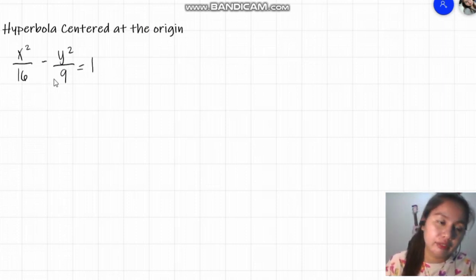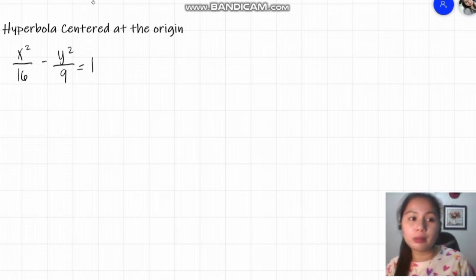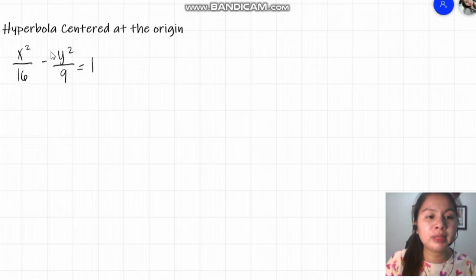Another, mag-identify na tayo kung ito ba ay horizontal or vertical hyperbola. Para sa una pa lang, alam mo na kung ano yung mag-graph mo sa dulo. Kung horizontal ba or vertical hyperbola. So, ang basihan lang naman dito, kung ano yung nauna na variable, kung si x or si y. Kapag si x ang nauna compare kay y, so x squared over 16, of course, nauna si x. That is a horizontal hyperbola.